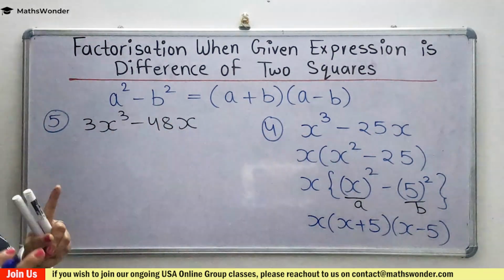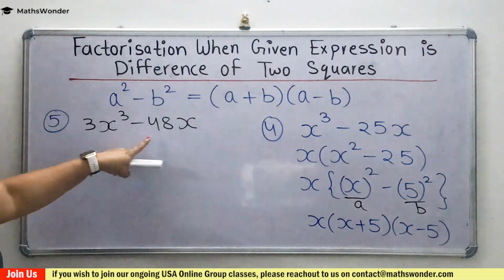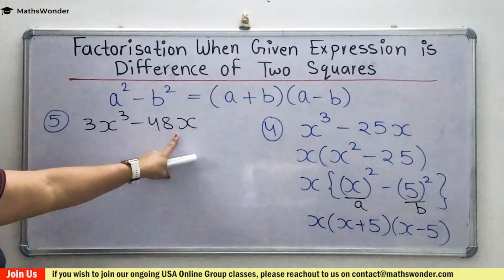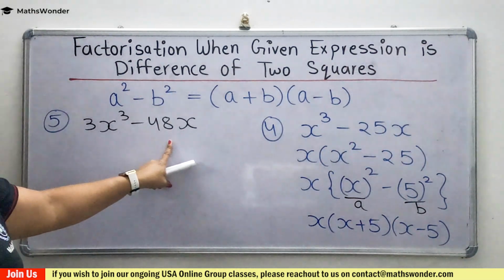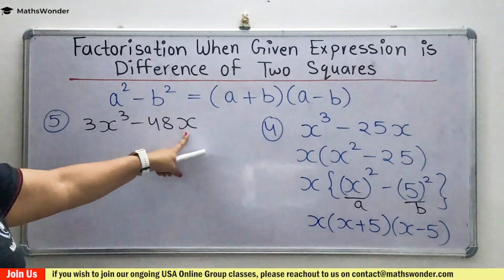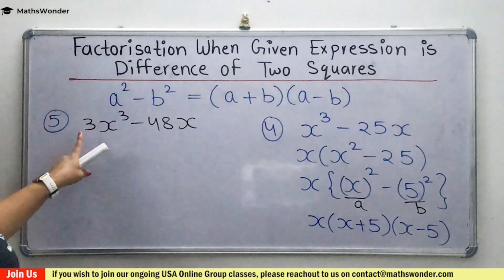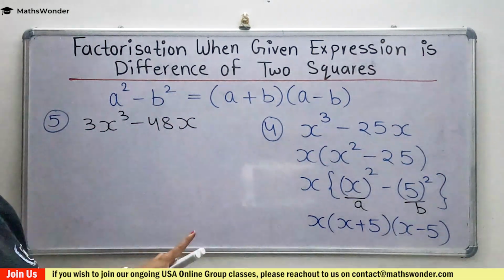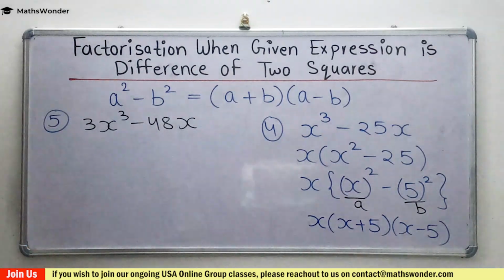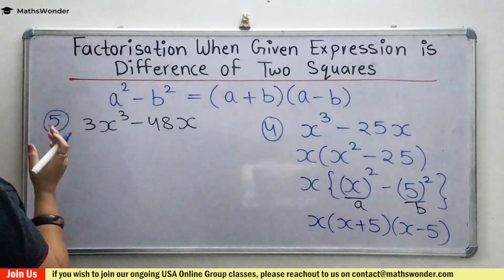Now, first of all, you have to check here: can anything be a perfect square? Is 48 a perfect square? Is x a perfect square? Is x cube a perfect square? Is 3 a perfect square? No. No term here is a perfect square. So, what should we do?